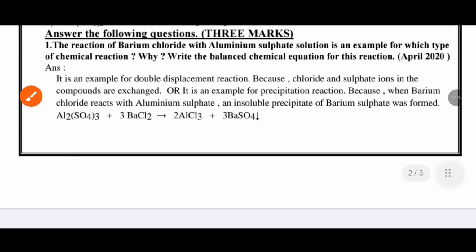Answer the following questions. The reaction of barium chloride with aluminum sulfate solution is an example for which type of chemical reaction? Why? Write the balanced chemical equation for this reaction. So the answer is, it is an example for double displacement reaction because chloride and sulfate ions in the compounds are exchanged, or it is an example for precipitation reaction because when barium chloride reacts with the aluminum sulfate, an insoluble precipitate of barium sulfate is formed. So the balanced chemical equation is Al2(SO4)3 plus 3BaCl2 gives 2AlCl3 plus 3BaSO4.